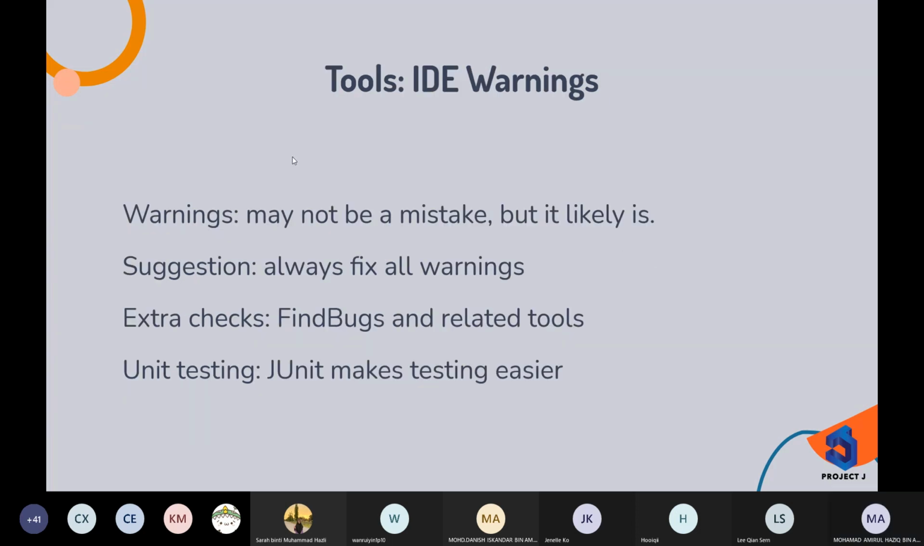Okay, next. The tools inside our IDE can also provide us a way to detect the potential errors in our program. Those tools will give out warnings. Warnings may not be a mistake, but it likely is. So the suggestion is to always fix all the warnings given out by the tools. We can also perform extra checks on our program by using tools such as FindBugs and other related tools.